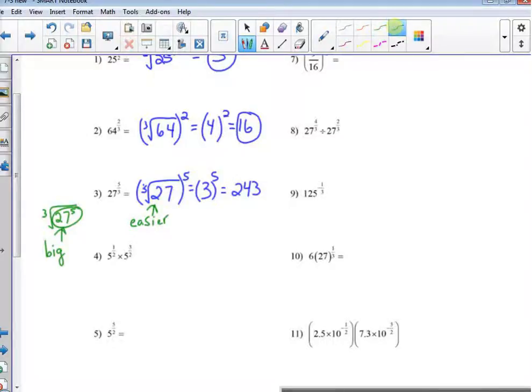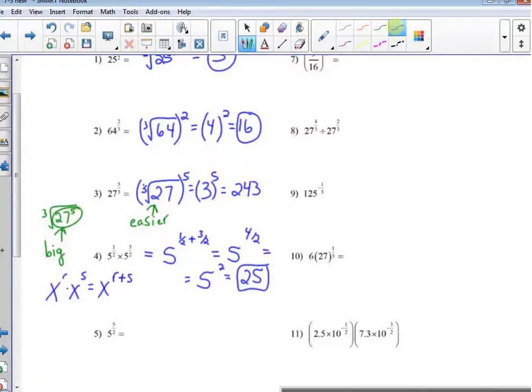Okay, number 4. 5 to the 1/2 times 5 to the 3/2. Now we need to remember a rule of our exponents. x to the r times x to the s equals x to the r plus s. When they have the same base, we add the exponents. So this becomes 5 to the 4/2, which is 5 to the 2nd, which is 25. I didn't really need to deal with radicals at all there.